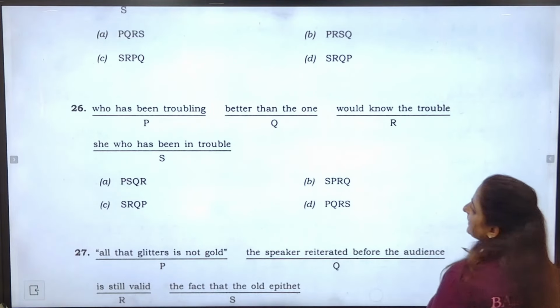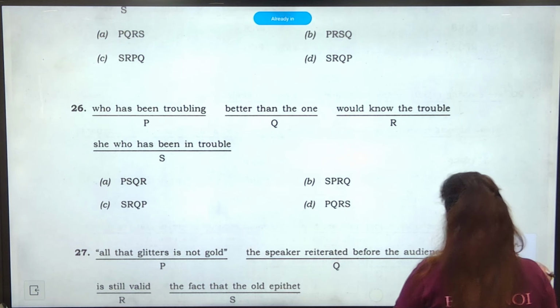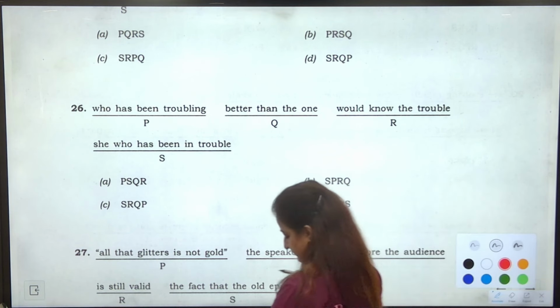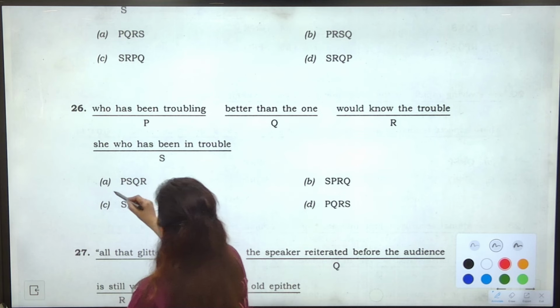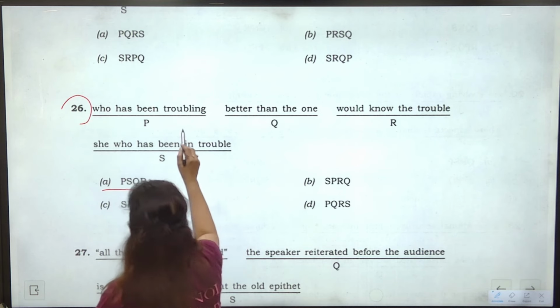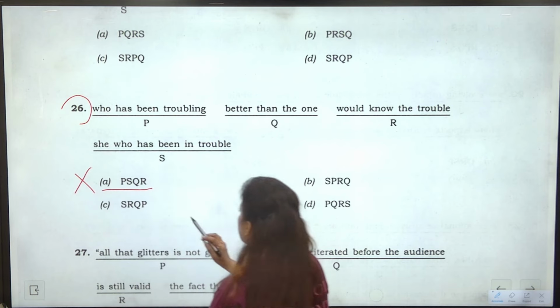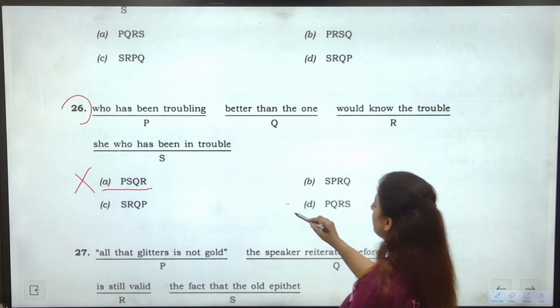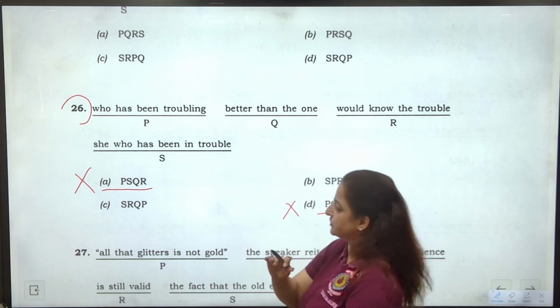Question 26. Let's read alpha. PSQR. Who has been troubling? We don't begin sentences with "who". I think on that basis we can rule out alpha. We can even rule out delta. दोनों P से शुरू हो रहे हैं. We don't begin sentences this way.